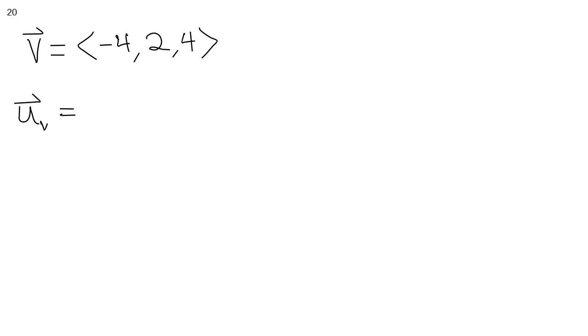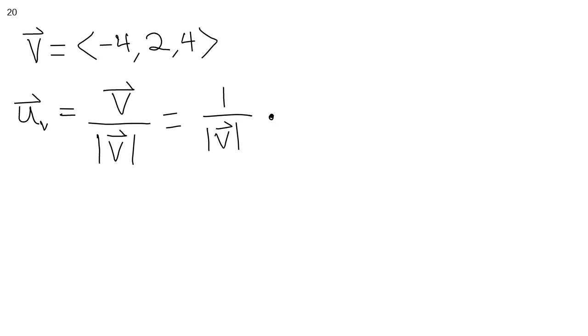If you remember the formula, it's the vector V divided by the magnitude of V. If you don't feel comfortable with division of a scalar and a vector, you can think of it as 1 over the magnitude of V times the vector V.